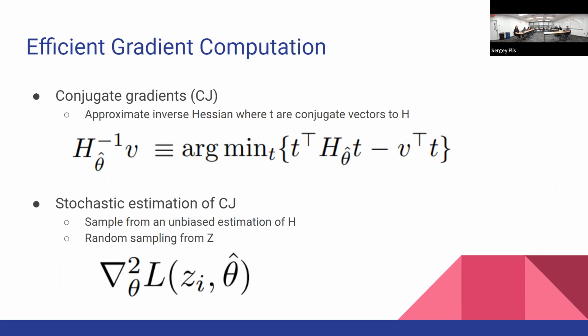approximate the inverse Hessian. So these T are just some conjugate vectors to our actual Hessian. Because computing the inverse of said Hessian is incredibly computationally inefficient. So we can, though, with conjugate gradients, find an approximation of that. Conjugate gradients are a clearly defined thing. They're old. They're not new.